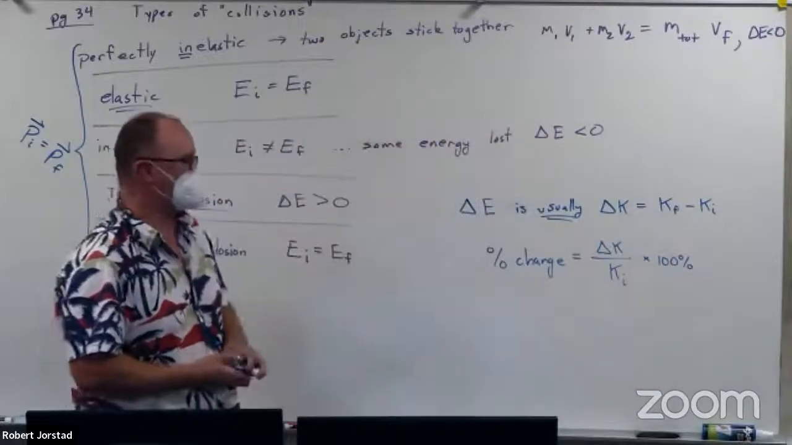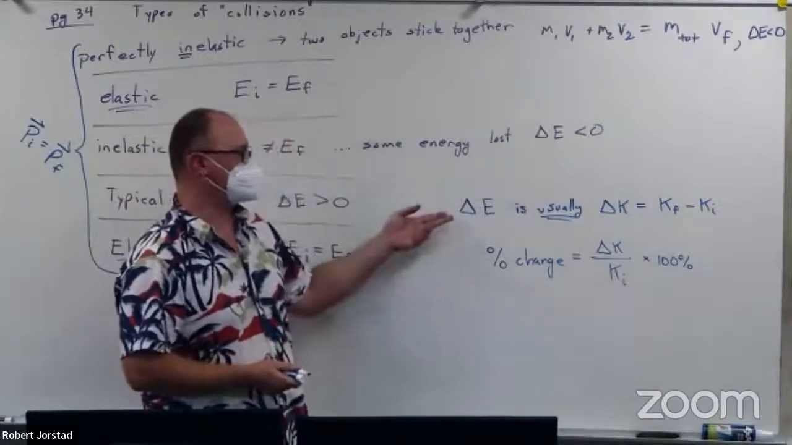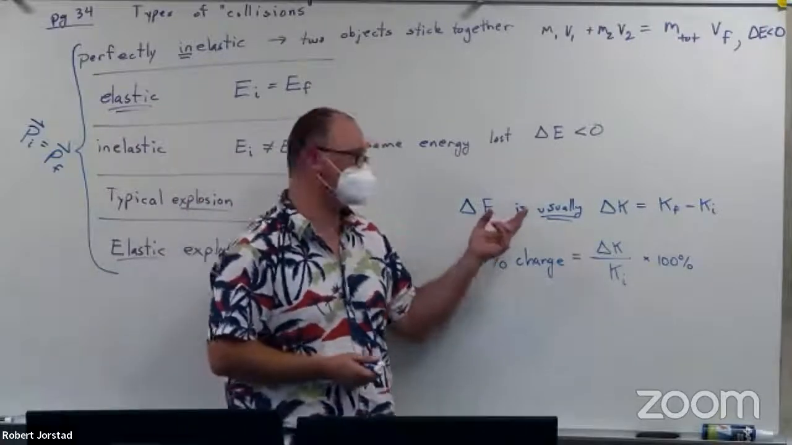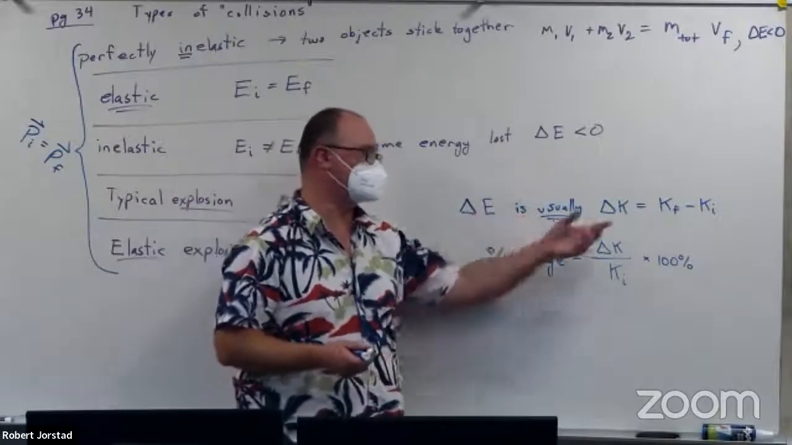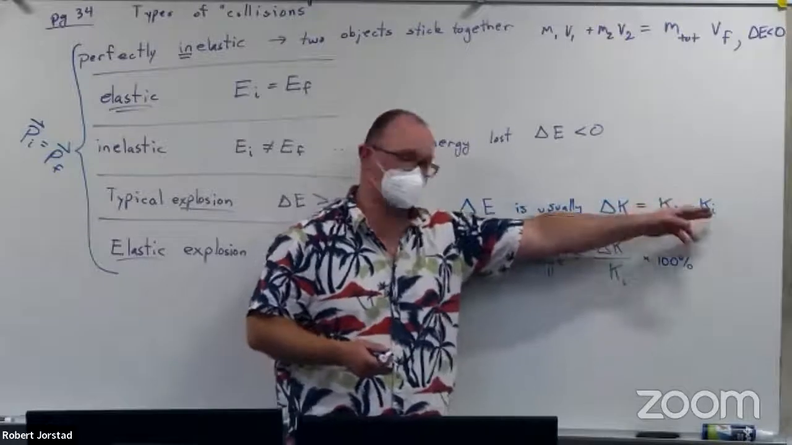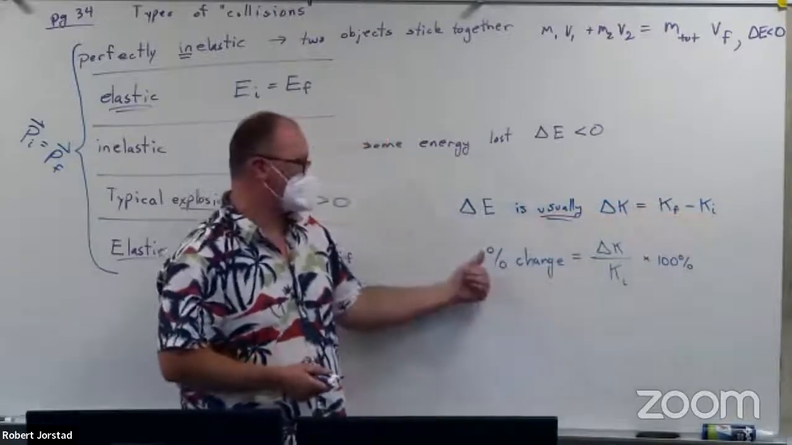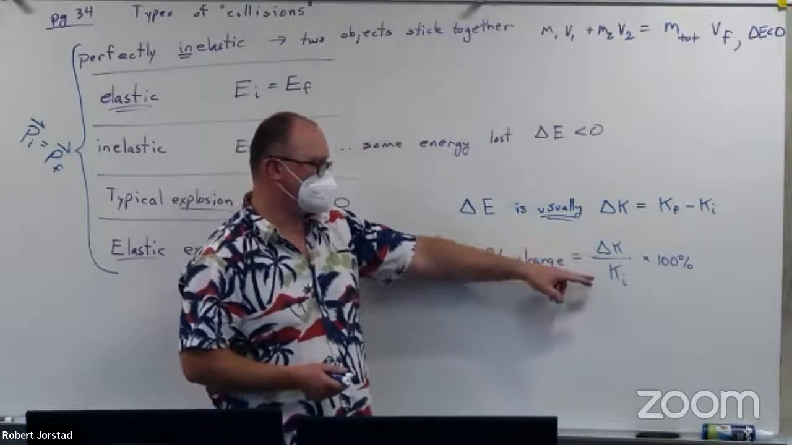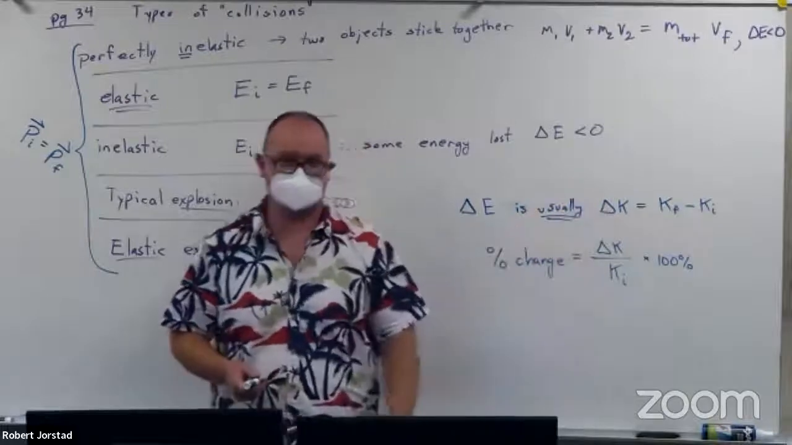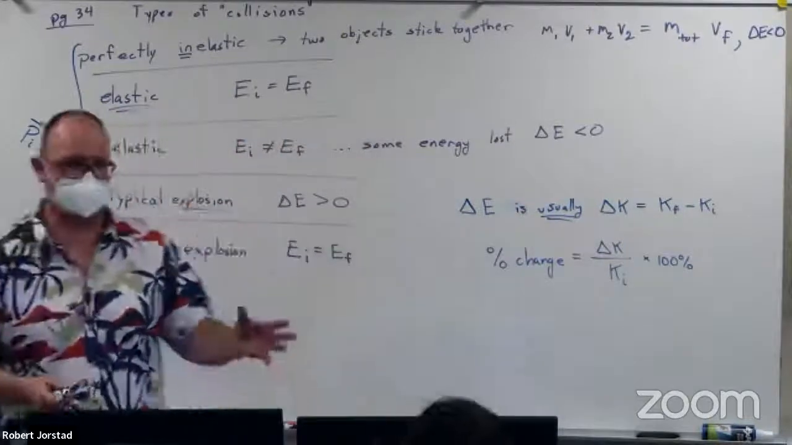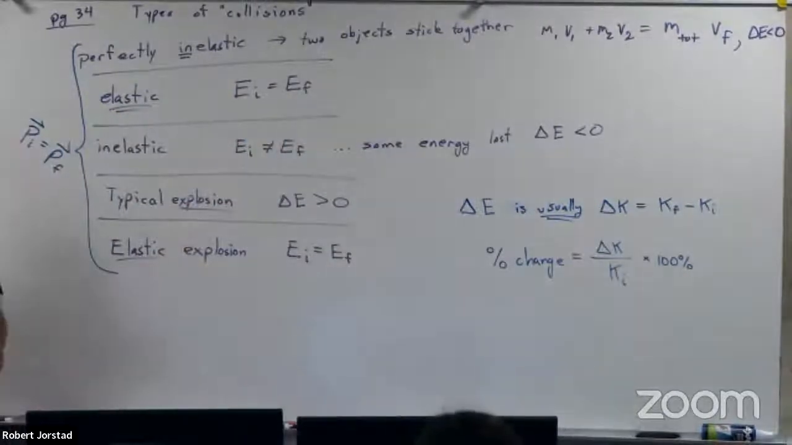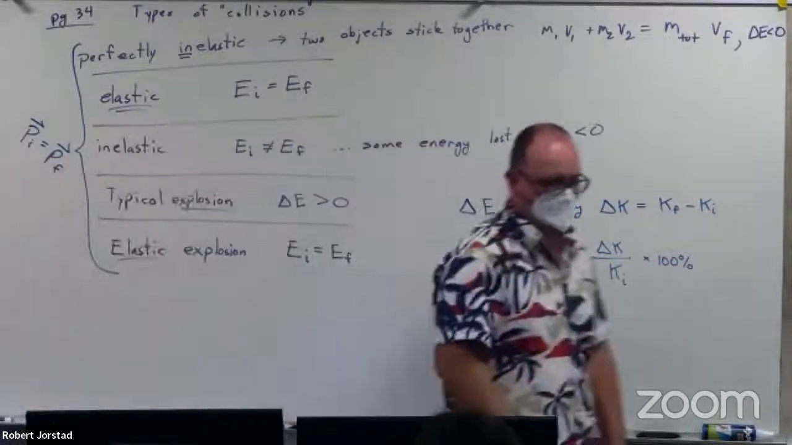So if you see these words in the problems, delta E or delta energy, change in energy, is usually just the final kinetic energies minus the initials. And the percent change would be divide that by K initial and convert to a percent. Okay with that? We need that in some problem. Just remember that we wrote that down somewhere. All right.